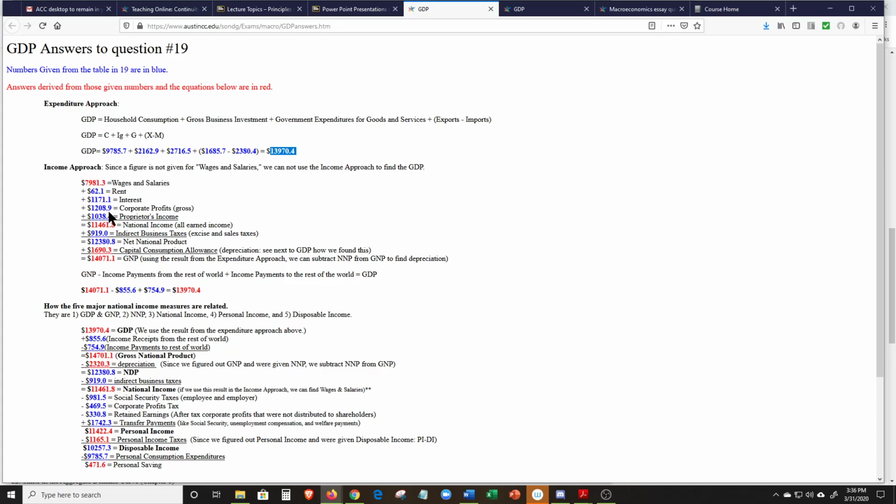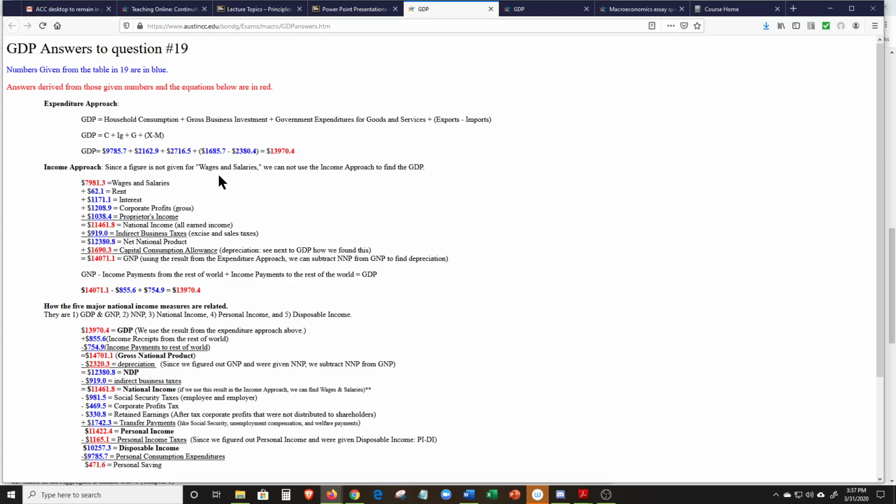In the income approach, wages and salaries were not given, nor was capital consumption. So obviously, you couldn't figure out NNP doing the income approach. You have to do, and then from there, figure out what GDP is here by doing the addition and subtraction of income payments to the rest of the world and from the rest of the world.